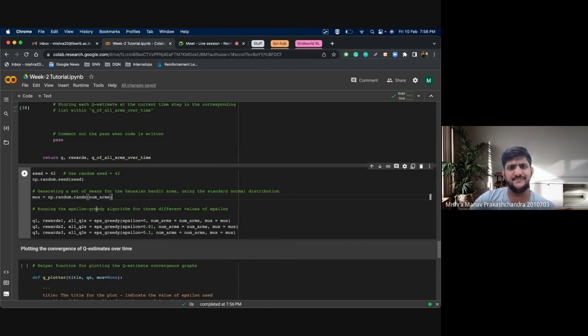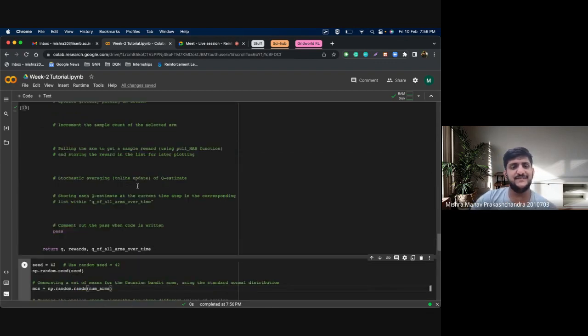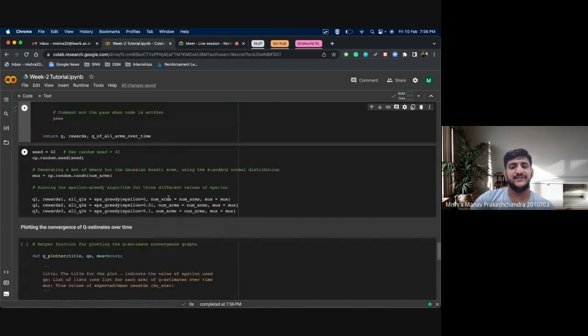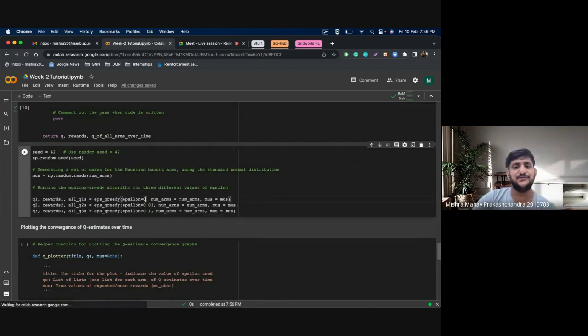Now I'm trying to run the epsilon greedy algorithm for 3 different values of epsilon. My number of arms is num_arms, which is 5, and my mus is this mu. This is epsilon greedy, which takes as input the epsilon value, number of arms, and mus. Here we are trying it for 3 different epsilon values: epsilon 0, then epsilon 0.01, which is 1% exploration, and epsilon 0.1 for 10% exploration. You might try other values too. You can play around with it.